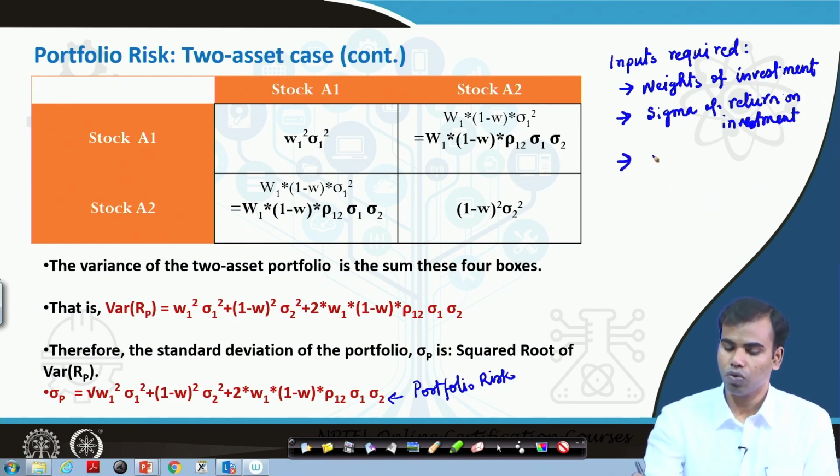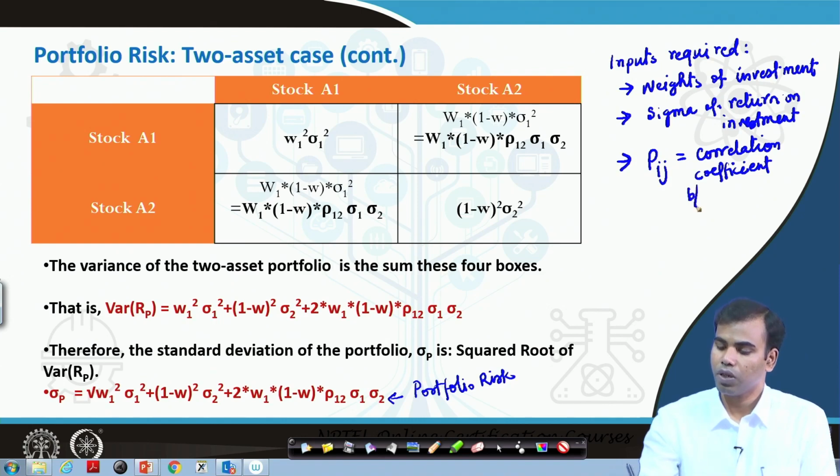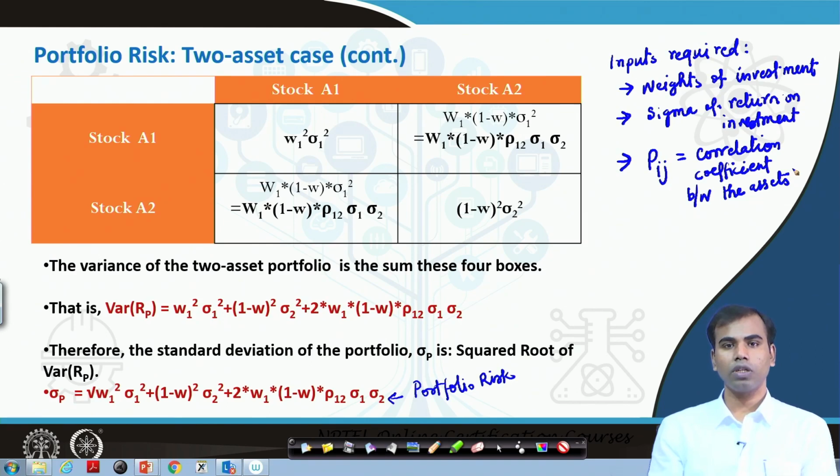We also need to know the correlation, which is basically the correlation coefficient between the assets. So, if we have two assets, we will have one correlation factor. If we have more than two assets, we will have more than one correlation factor.